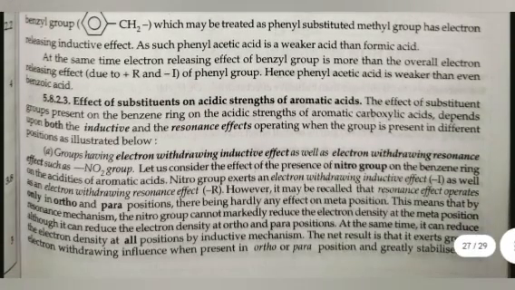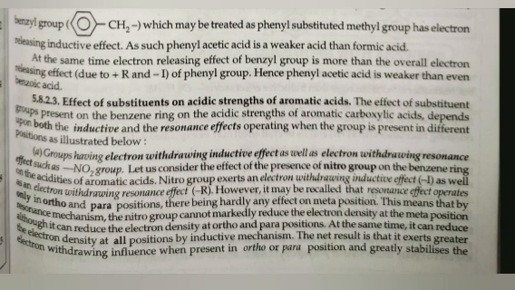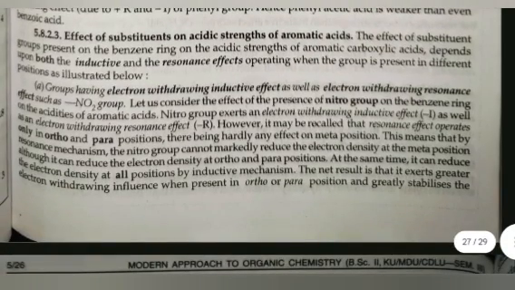At the same time, the electron releasing effect of the benzyl group is more than the overall electron releasing effect of the phenyl group. Hence, phenylacetic acid is weaker than even benzoic acid. Effect of substituent on acidic strength of aromatic acid. The effect of a substituent group present on the benzene ring on the acidic strength of aromatic carboxylic acid depends upon both the inductive and resonance effects operating when the group is present in different positions, as illustrated below.